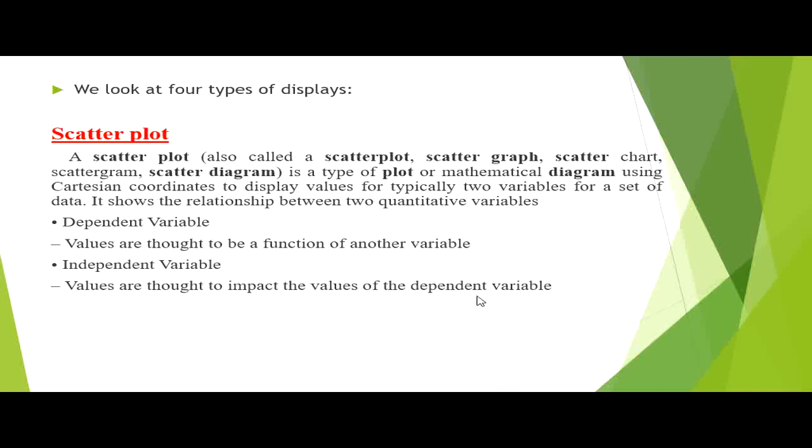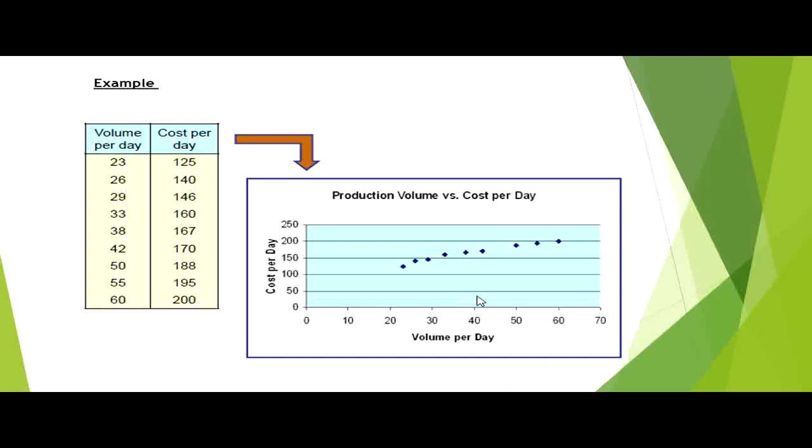We look at 4 types of displays. Scatter plot. You see the graph, scattered, isn't it? Every point is an XY coordinate. In an XY graph, we should have 2 variables. One variable is independent, another variable is dependent. Cost is dependent on the quantity, isn't it? If the quantity is 23, the cost is different. If the quantity is 42, the cost is different. So this is the independent variable, this is the dependent variable. You can say this is x and this is y. Y is a function of x, y is depending on x.